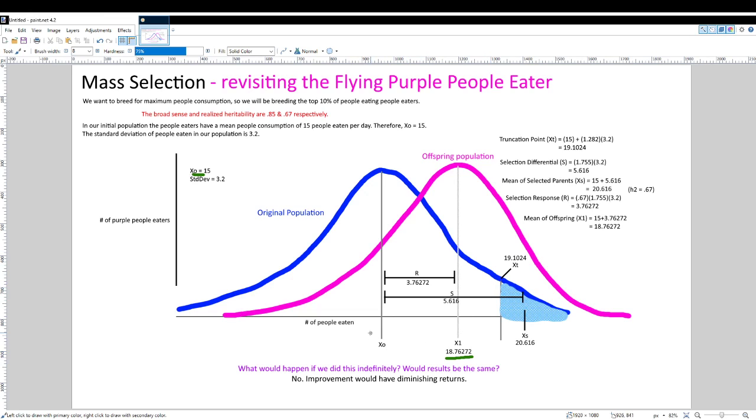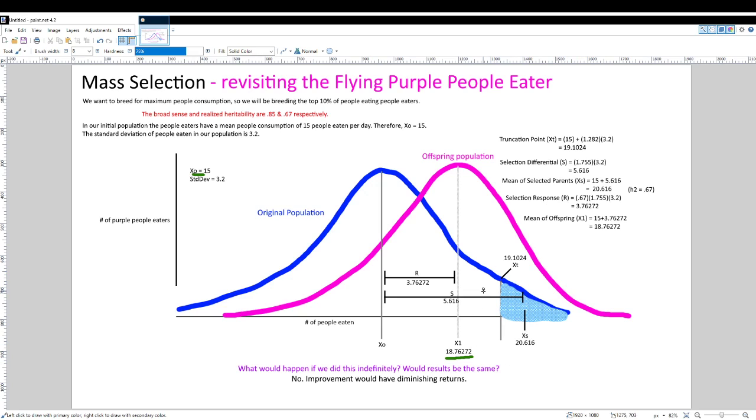So what would happen if we did this indefinitely? Well, it's not going to be the same every time. You're not always going to be improving by the same amount. In fact, you'll probably be improving by less. There'll be diminishing returns every time you select the top 10%, and that is simply because you won't have as many outliers every time you increase the population through breeding this way.